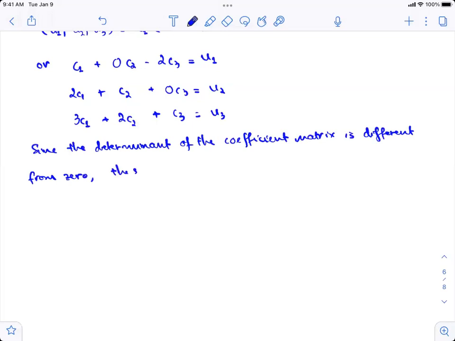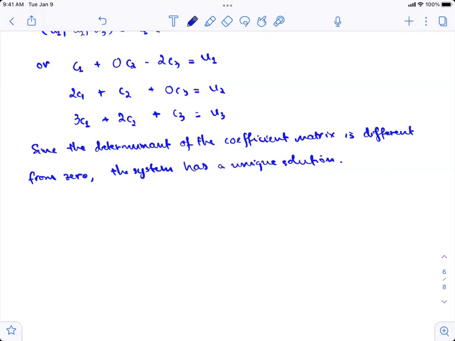The system has a unique solution. Right, so again, you can solve for C1, C2, and C3, even though there are no exact values for U1, U2, and U3. So C1 can be written in terms of U1, U2, U3. C2 and C3 can also be expressed in the same manner, right?